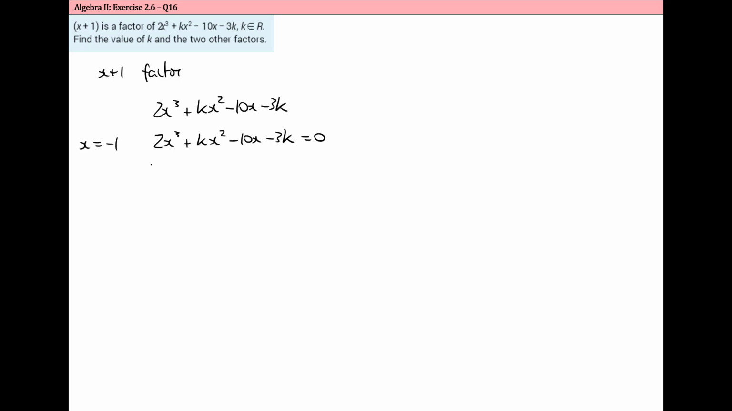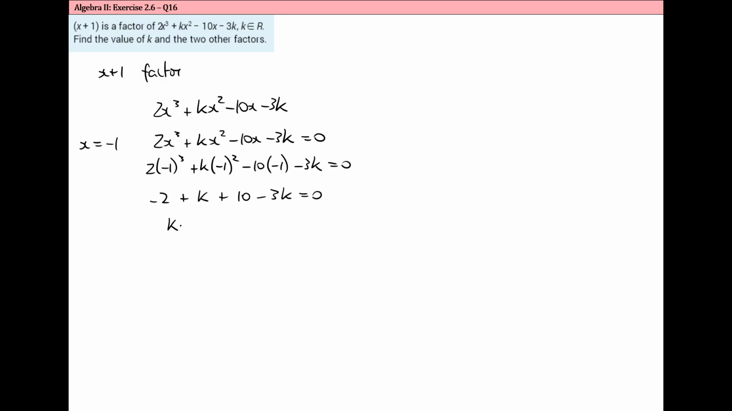So subbing in minus 1, I have 2 by minus 1 cubed plus k by minus 1 squared minus 10 by minus 1 minus 3k equals 0. Minus 1 cubed is minus 1 by 2 is minus 2. Minus 1 squared is plus 1 times k is plus k. Minus 10 by minus 1 is plus 10. And then we have minus 3k equals 0.